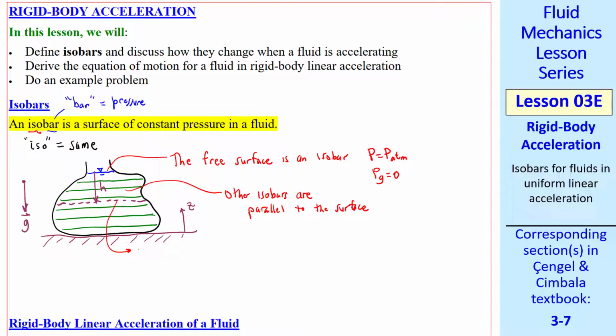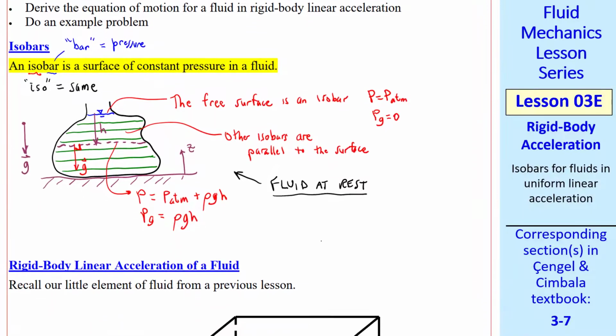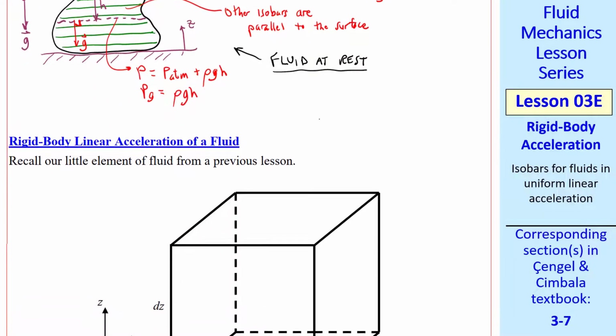This particular isobar at depth h has a pressure of p atmosphere plus rho g h, or a gauge pressure of rho g h. These isobars are only functions of elevation. They don't depend on anything horizontally. Notice also that these isobars are all perpendicular to g. Everything we've talked about so far is for a fluid at rest. Now let's consider a fluid in rigid body linear acceleration.